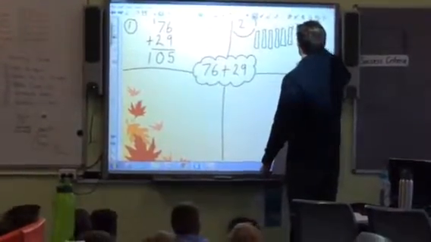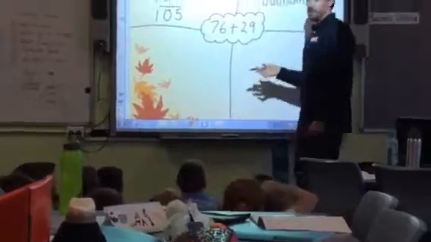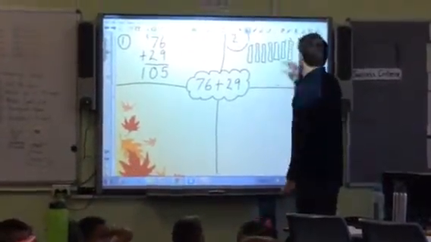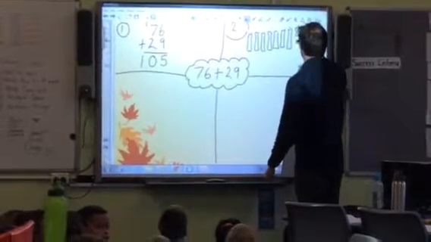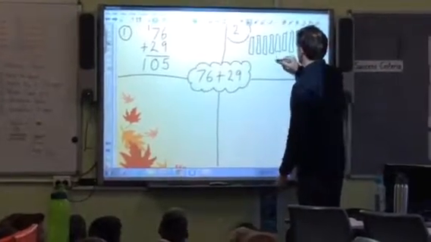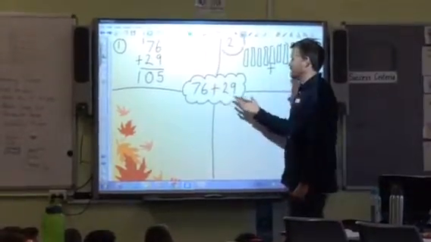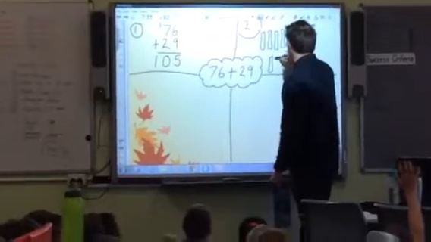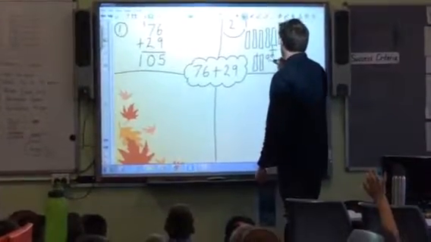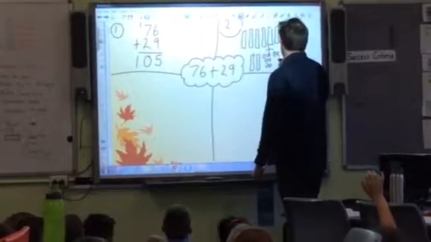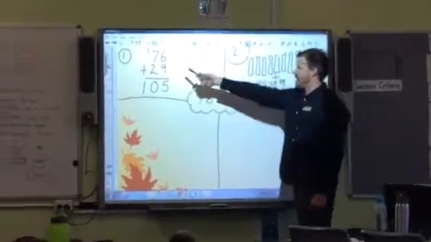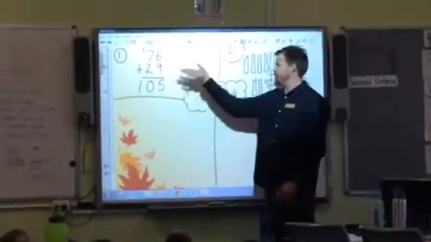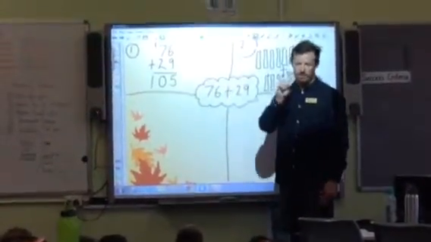5, 6, and how many units or how many ones do I need? 6. 1, 2, 3, 4, 5, 6. I just put my plus sign there. Plus 29, how many longs? 2. 1, 2, 3, 4, 5, 6, 7, 8, 9. So what I've got there is represented in another way here. Remember, we're trying to learn two different strategies to get the one answer.